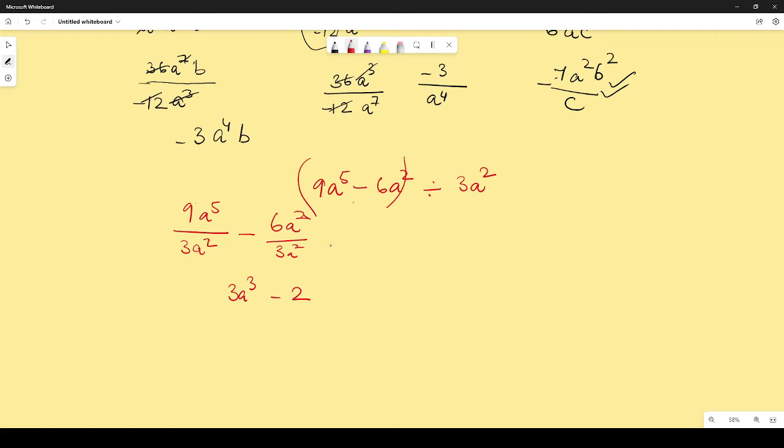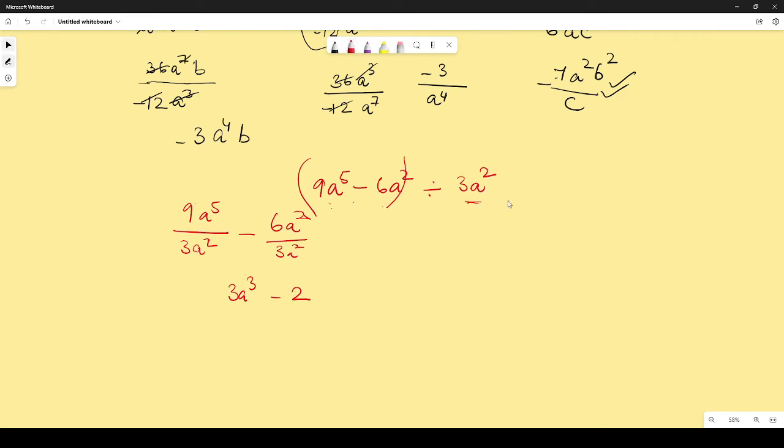Okay, so binomial by monomial, are you clear on that? It is exactly similar to monomial by monomial, just that this monomial, the divisor, has to be used with both terms: with 9a to the power 5 as well as with the other term.